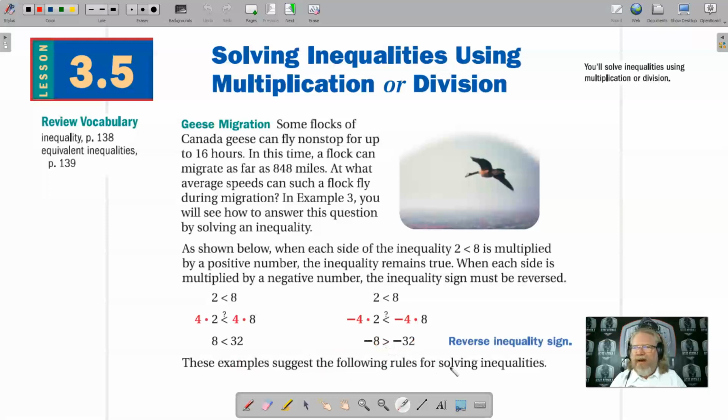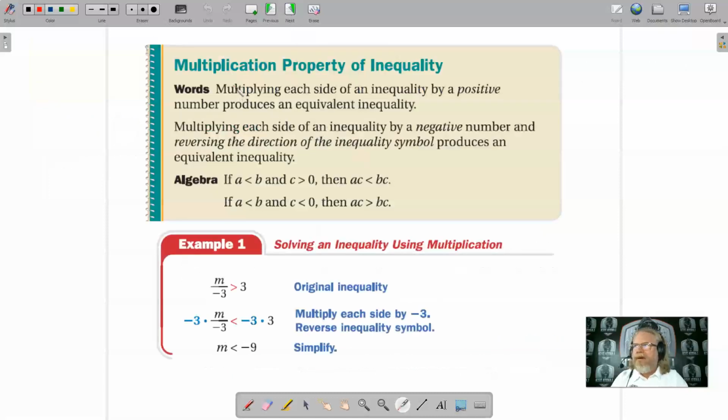These examples suggest the following rules for solving inequalities. And what are those rules? Those rules are the multiplication property of inequality. So in words, we say that multiplying each side of an inequality by a positive number produces an equivalent inequality. Boy, a bunch of EQs in there, right? Gets like tongue twisters. Now, multiplying each side of an inequality by a negative number and reversing the direction of the inequality symbol, so we have to reverse it when multiplying by a negative number, produces an equivalent inequality.